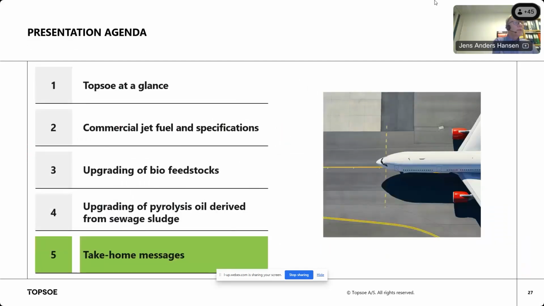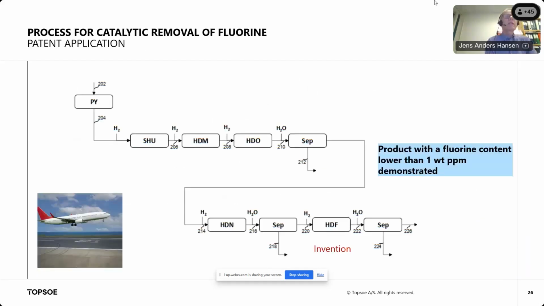Another way was investigated a little bit later, and this has also been patent protected. In this scheme, we have the stabilization reactor first. And then we have the guard catalyst named HTM here. Then we have the first HDO step. Then we separated the product, had another HDO step, then did some additional separation, and then we had a so-called HDF step where we used a special catalyst. And with this catalyst, we were able to produce a product with a fluorine content lower than 1 weight ppm.